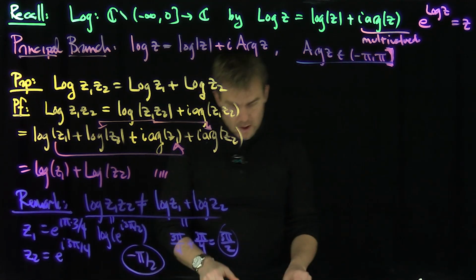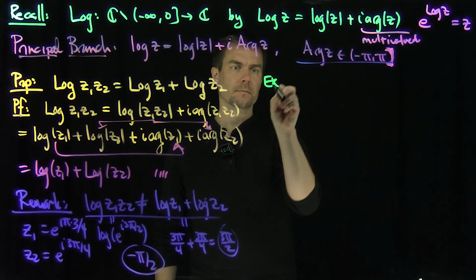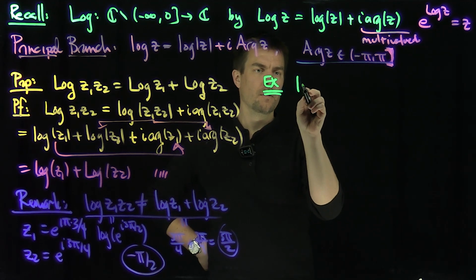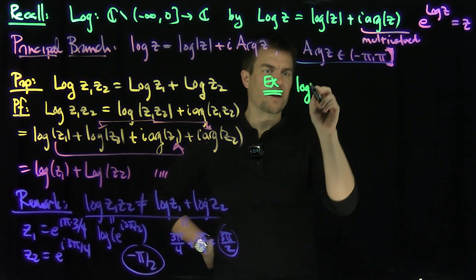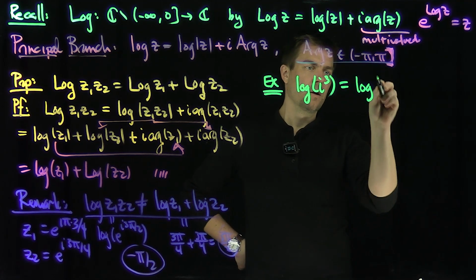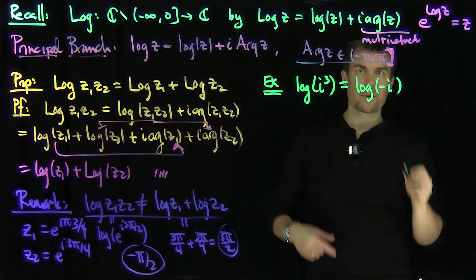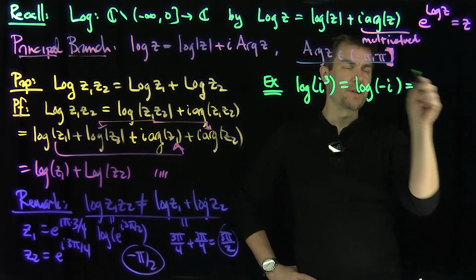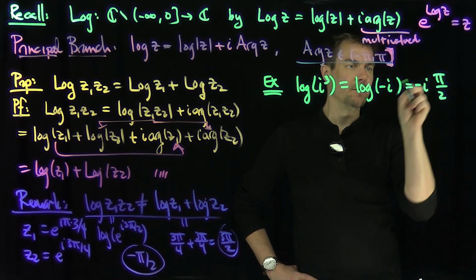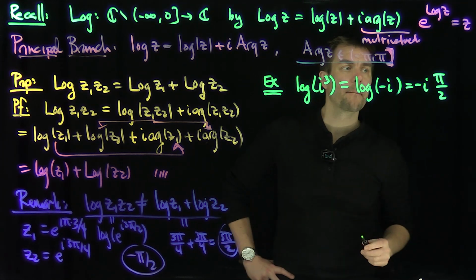So the property works for the multivalued logarithm, but it fails for the principal logarithm. Okay, excellent. And then of course you get the same sort of thing with powers, right? So an example over here is, let's compute the log of i cubed. Well, i cubed is the same thing as just the log of negative i, right? And the log of negative i, by the same exact reasoning over here, is going to be i and then pi over 2 with a negative sign. So negative i pi over 2. Excellent, okay? That's the argument of negative i.